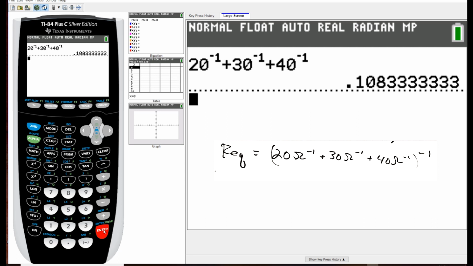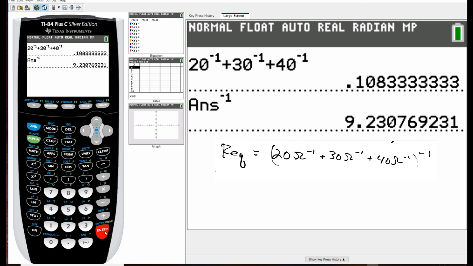That is not R equivalent. That is 1 over R equivalent. So to get R equivalent, we need to invert the answer. We go x to the minus 1, and there we go. 9.23 ohms is our equivalent resistance. A 20, a 30, and a 40 ohm resistor in parallel will give you an equivalent resistance of 9.23 ohms.